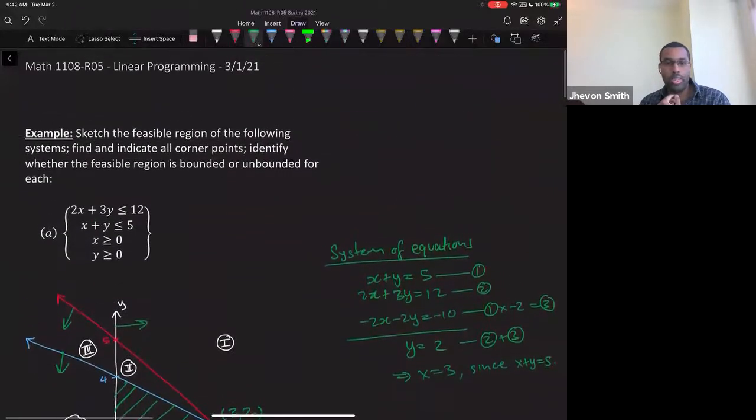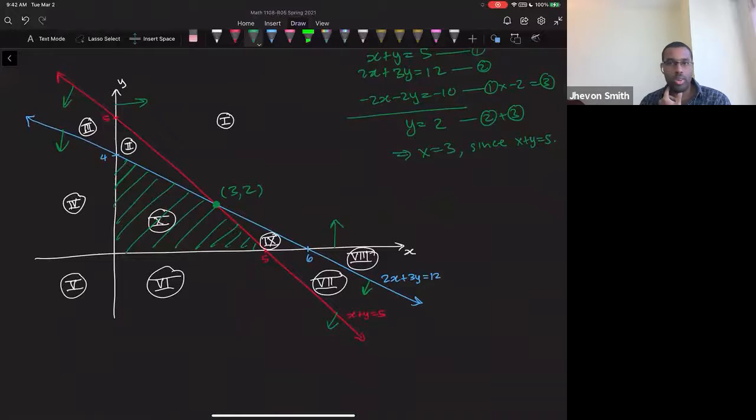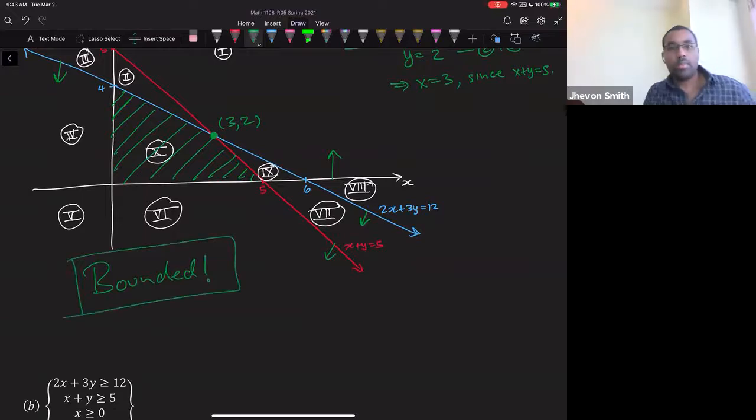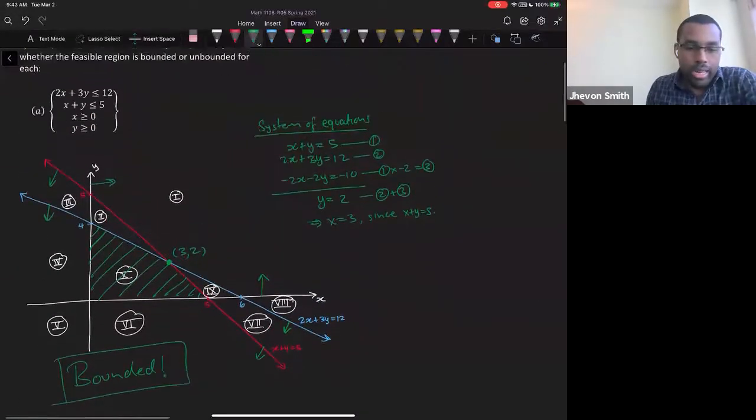Now, to answer the question of bounded or unbounded, is this a bounded region or an unbounded region? It's bounded. So remember, bounded means you can have a circle centered at the origin of finite radius that will cover the entire region. It can be enclosed. It doesn't go on forever. So this is actually bounded. All right, so that will be that.